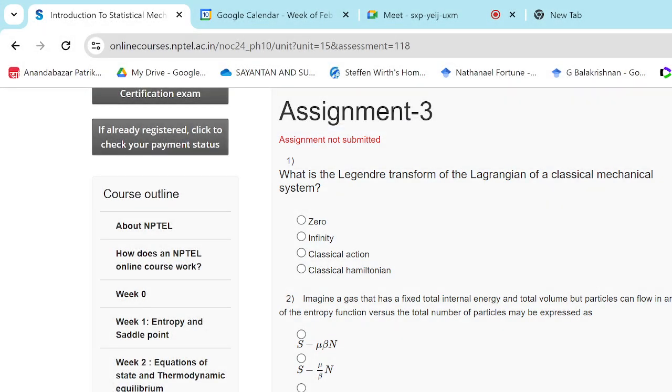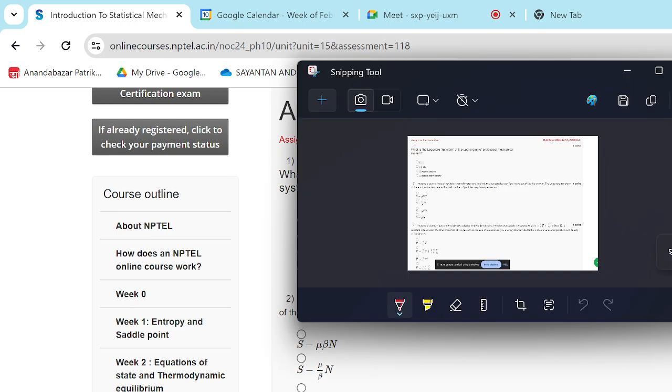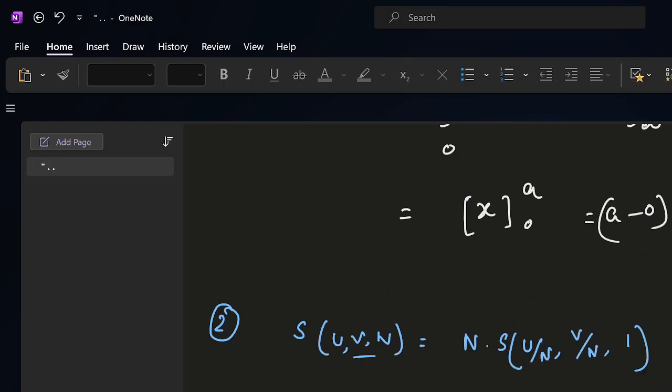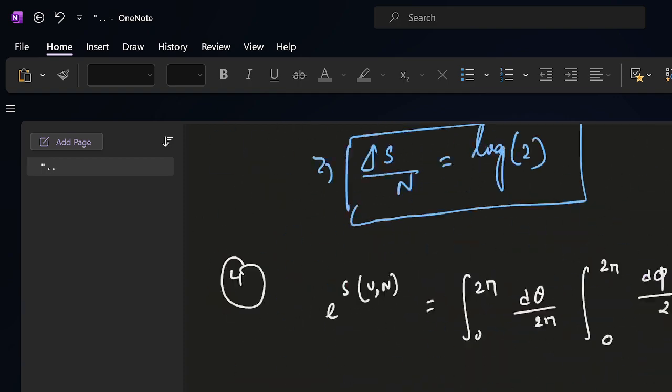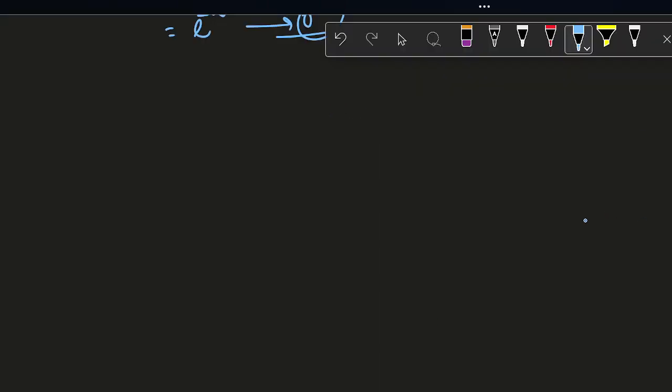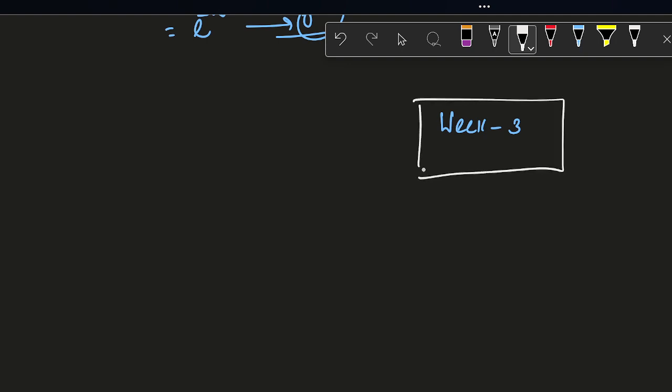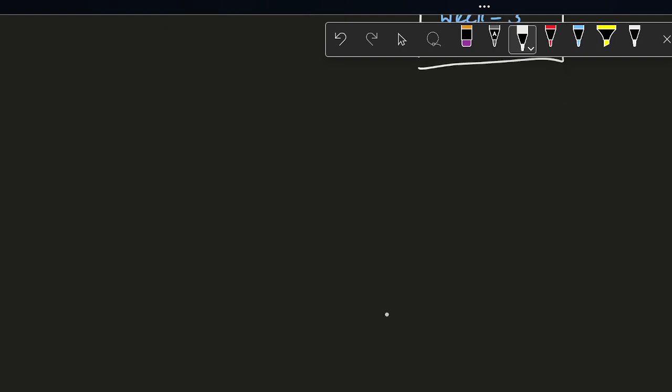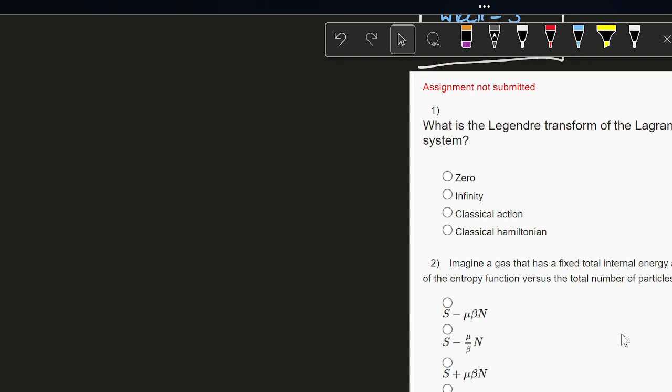Okay, let's say for the first three questions, we try to see what is given, not solve exactly. So this is our week 3 assignment. I'll just discuss very briefly so that you can know the type at least.